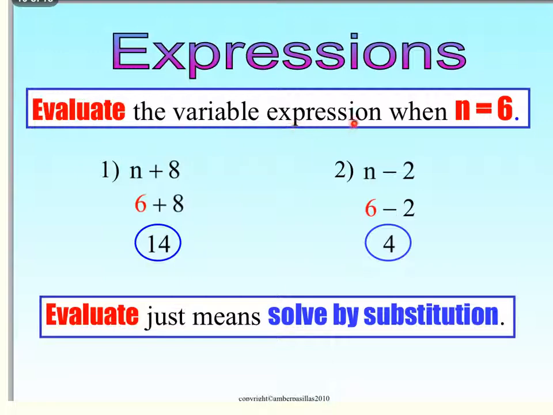Evaluate the variable expression when n is equal to 6. So we have an expression n plus 8, for example 1. When n is equal to 6, you just replace the n with 6, and then do order of operations, add the 6 and 8 together, and you get 14. Same thing here, very simple example. For n minus 2, you replace the n with 6. 6 minus 2 is 4. Very basic ones. So evaluate means to solve by substitution.